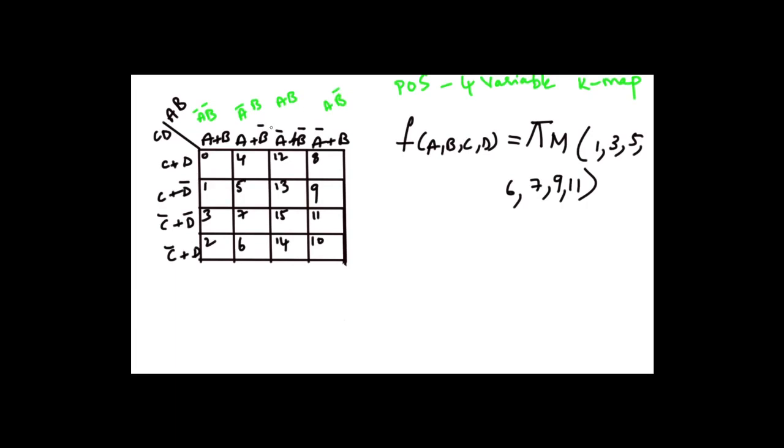Now what we did for POS form is we just replaced A bar with A, B bar with B. That means we are just taking the complement of it. Then we replaced the product operation with the sum operation. Instead of A bar you will write A, instead of the product you will write plus, instead of B you will write B bar. So these are the things you need to do for POS. To solve this K-map, that will be very easy if you already write those things. Now we will go with the solution.